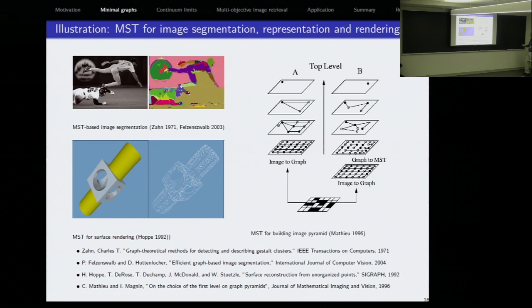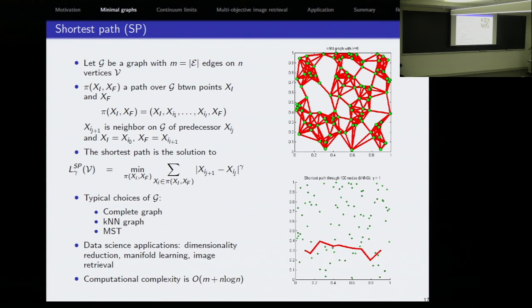It's been used for doing things like building image representations with image pyramids, surface rendering, and segmentation, and so forth. So these discrete optimization problems are ubiquitous in these types of imaging examples. Shortest path is a problem where you seek to find the shortest distance in terms of similarities over a graph. So here is a k-nearest neighbor graph with k equals 6, so each node has degree 6.